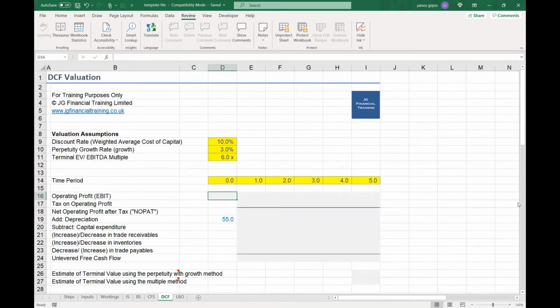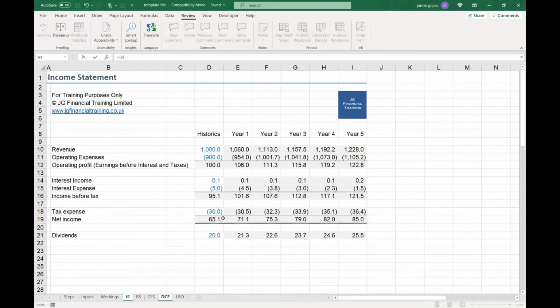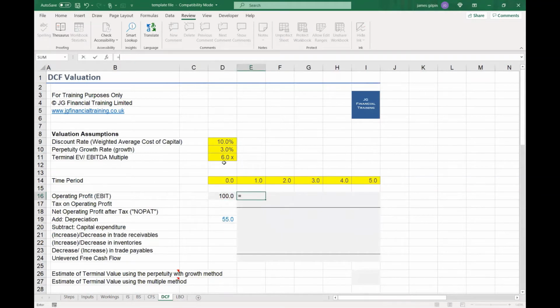Forecasting the unlevered free cash flow, and I've got to bring in a lot of the numbers from my other statements which I've already forecasted. So I'm going to start with row 16, operating profit. That's coming in from my income statement, row 12. I'm going to drag this across actually, if that's okay. Well, I'll drag it into year 1, so I can do the calculation on operating profit.